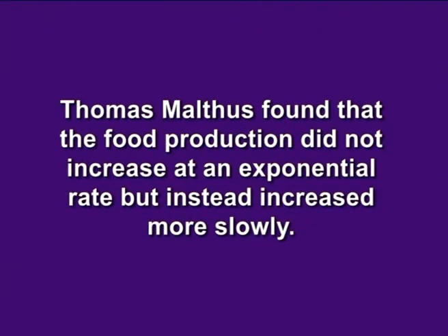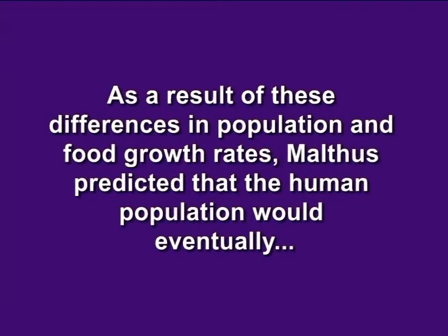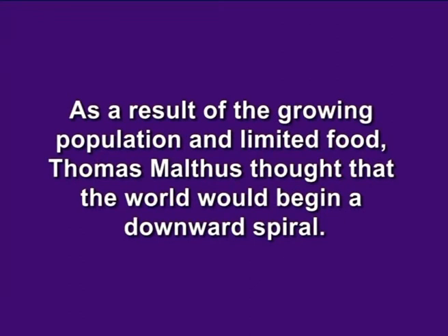Thomas Malthus found that food production did not increase at an exponential rate but instead increased more slowly. As a result of these differences in population and food growth rates, Malthus predicted that the human population would eventually grow too large to be sufficiently supported by the food available. As a result of the growing population and limited food, Thomas Malthus thought that the world would begin a downward spiral.